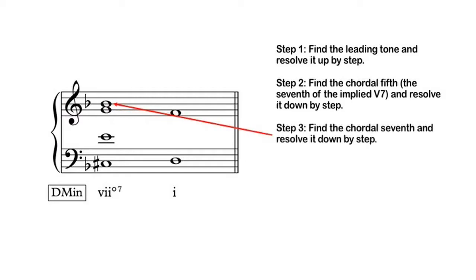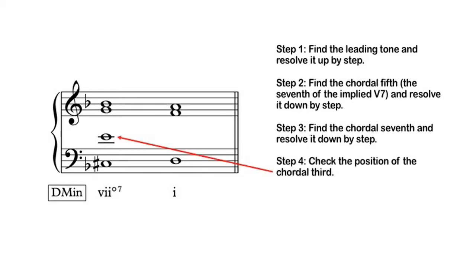Now I find the 7th of the chord, which is also a chord 7th, so this chord really has 2 chord 7ths in it. And again, all good chord 7ths must resolve down by step, so the 7th of the chord will also resolve down by step from scale degree 6 down to scale degree 5.